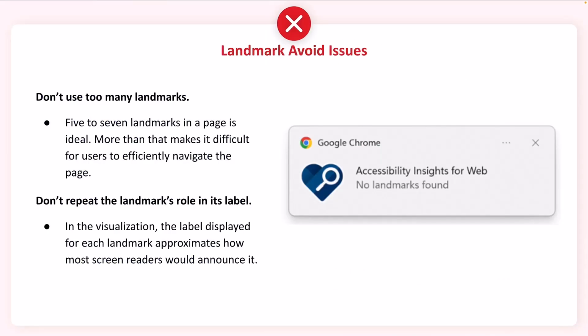When adding landmarks, keep in mind less is more. Ideally, a page should have about 5 to 7 landmarks. If you add too many, it becomes difficult for users to navigate efficiently. They'll have to sift through unnecessary regions instead of quickly finding what they need. Also, avoid repeating the landmark's role in its label. For example, if you have a navigation region, don't label it navigation navigation. Instead, just provide a clear description, like breadcrumb or main site. Screen readers typically announce landmarks in a way similar to what's shown in Accessibility Insights visualization. So think about how the combination of role and label will actually sound to users.